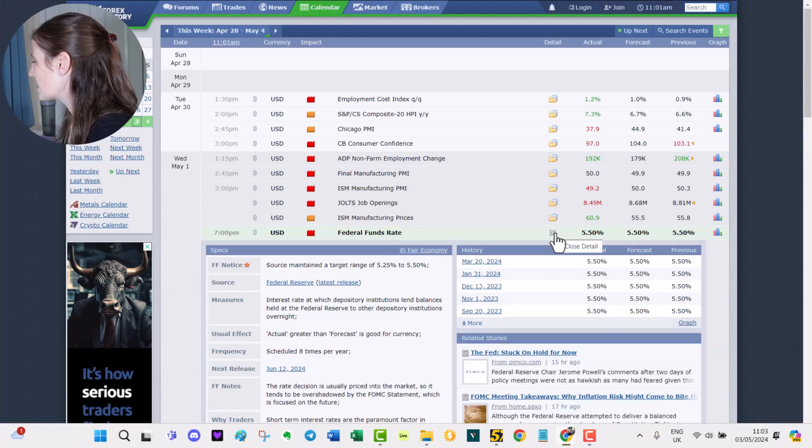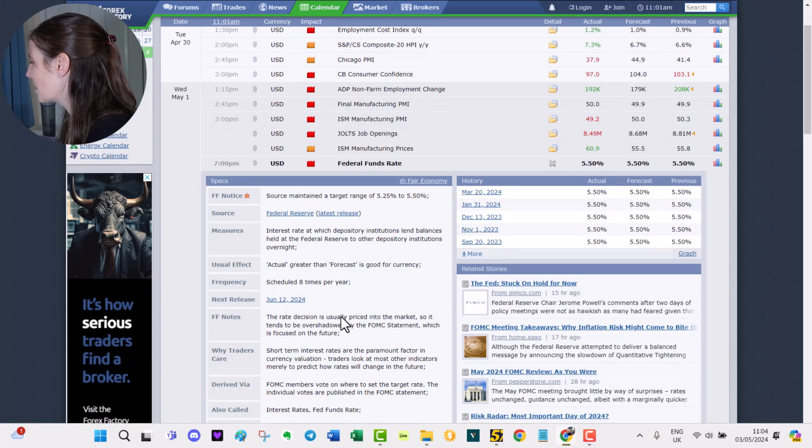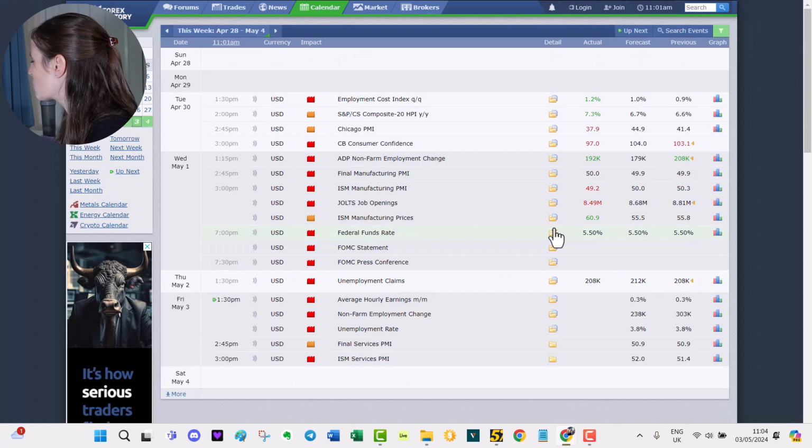It says actually some more information here if you need it. It measures the interest rate at which depository institutions lend balances held at the Federal Reserve to other depository institutions overnight. And it happens 8 times in a year. So it isn't a regular event that occurs, but when it does occur, it historically makes a lot of volume, a lot of movement in the markets.